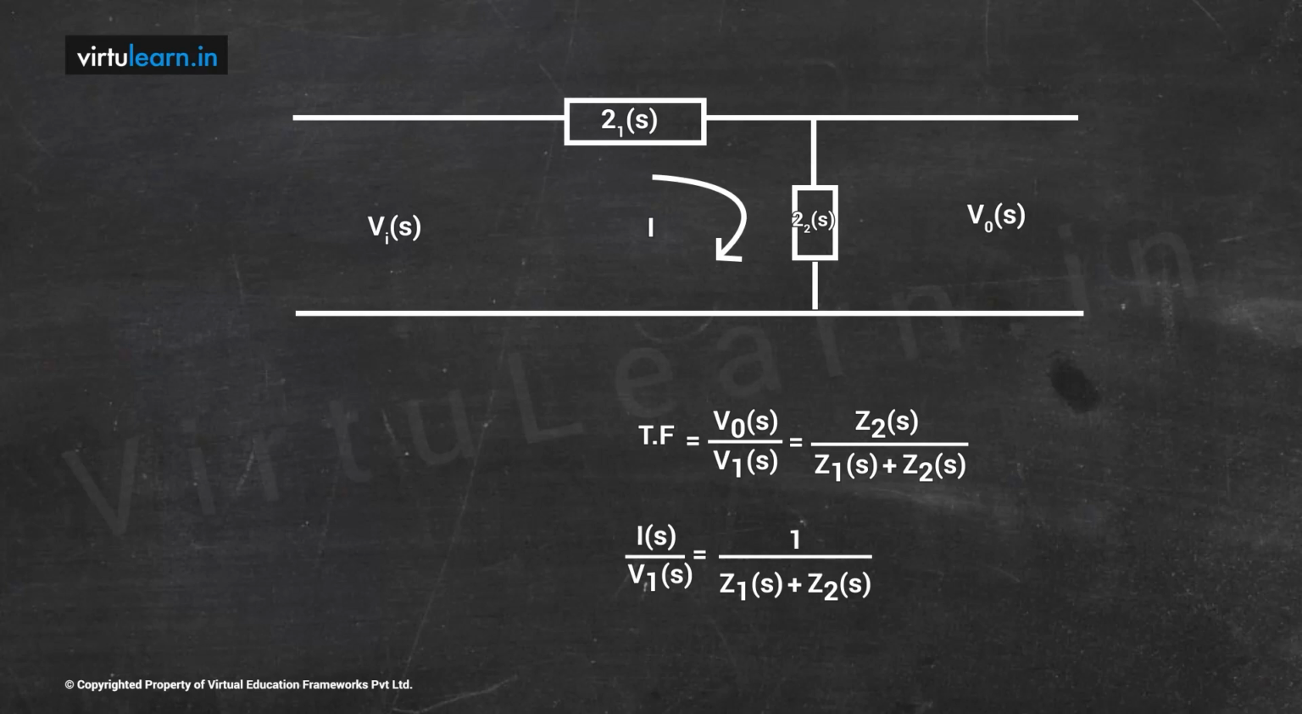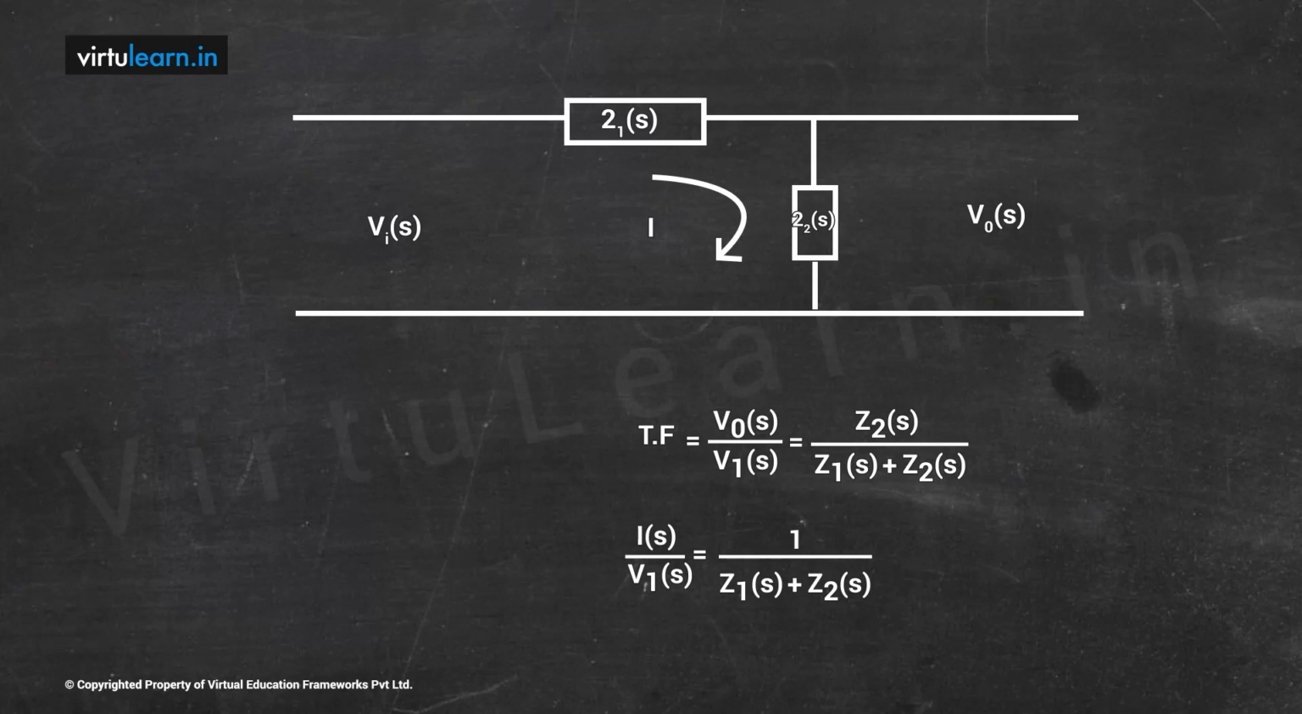So there are 2 ways to do this. One is we can write the KVL equation and convert it into Laplace, then write the ratio of V0 of s by Vi of s. The other way is we can draw the equivalent Laplace circuit with resistance and capacitance, and from that I can easily find it using the voltage division rule.